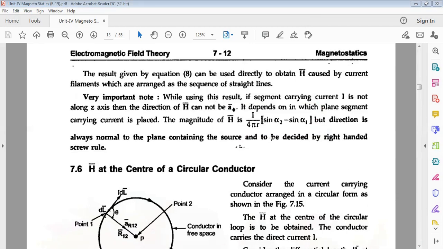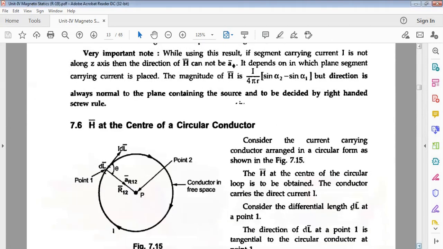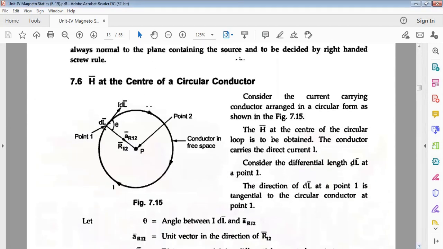Then you go for the third one. There is no electric field intensity due to the finite length; in the magnetic field intensity only we have H bar due to the finite length. But for H bar at the center of a circular conductor, there is field intensity due to the circular loop. Now the third one is H bar at the center of a circular conductor.